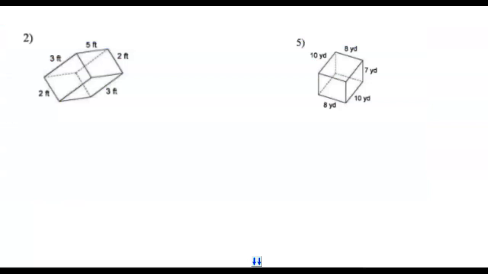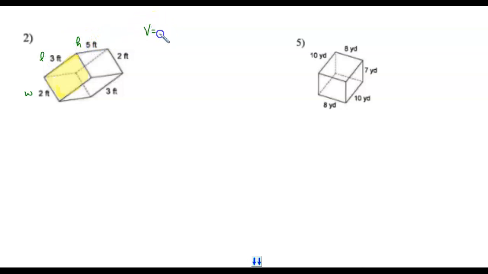Let's practice some. So here we have a rectangular prism, and I see that I have a 2, a 3, and a 5. It really doesn't matter which one I choose, but it does help if I color in a base. So I'm going to use this rectangle as my base. I could use any of them. It doesn't matter which one, but this is the one I've chosen. And so let's say that this is the width, and this is the length, and this is the height.